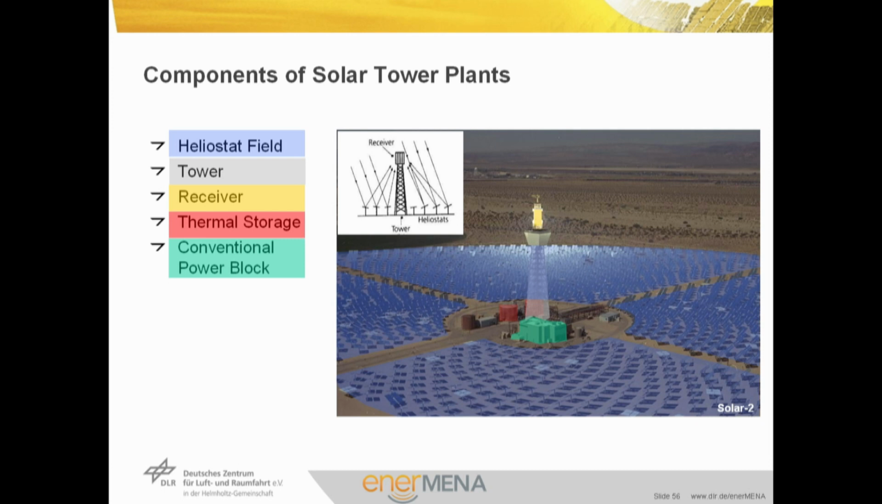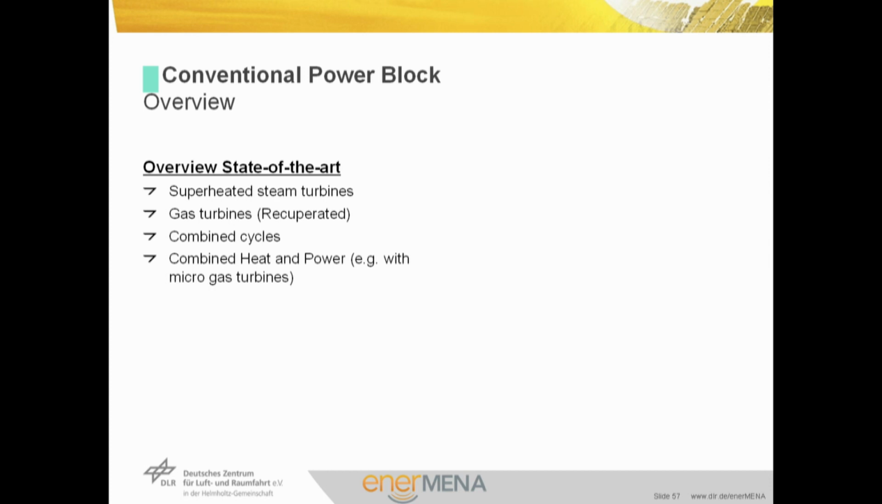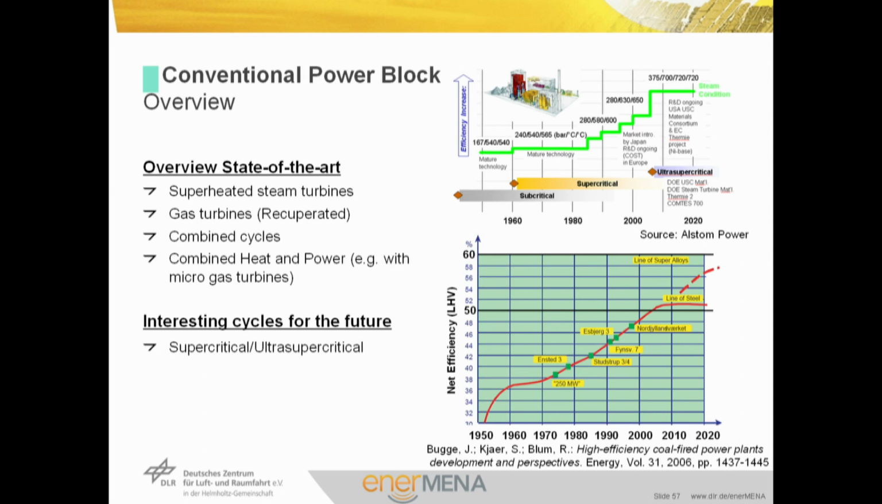And last but not least, in our solar tower, we have got a conventional power block. The state-of-the-art turbines are superheated steam turbines or gas turbines, for example, recuperated ones, combined cycles, or combined heat and power, for example, with micro gas turbines. But also, the progress in material development increases temperature and pressures of steam turbines up to the supercritical and ultra-supercritical regions. So there are interesting cycles for the future.